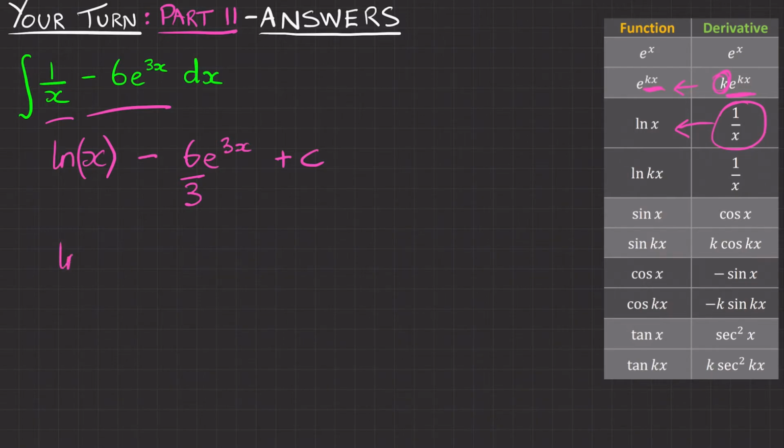And then let's tidy this up. So we'll have ln x minus 2e to the 3x plus c.